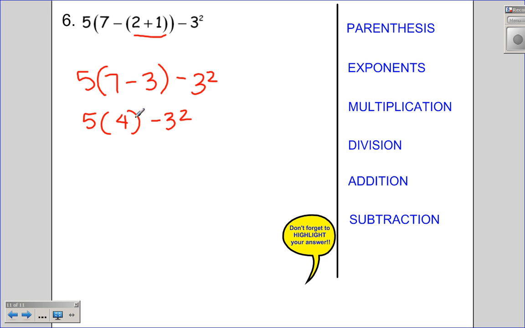Because this is multiplication, I'm going to leave it. I could rewrite it as 5 times 4. I know that's going to be multiplication. So I'm done with parentheses. Do I have any exponents? Yes, I have an exponent right here. So I have 5 times 4 minus 3 squared, which is 9. 5 times 4 is 20. 20 minus 9 is 11. So my answer to this problem is 11.